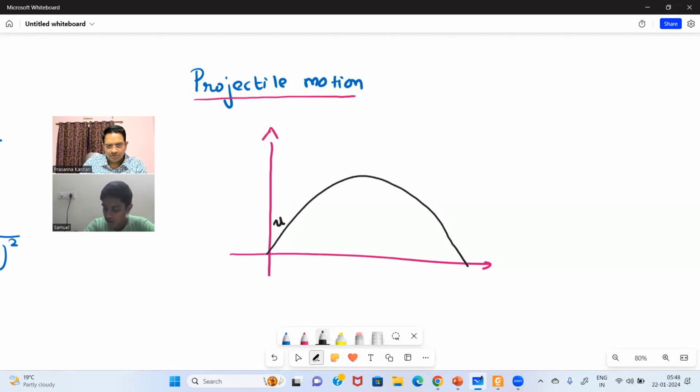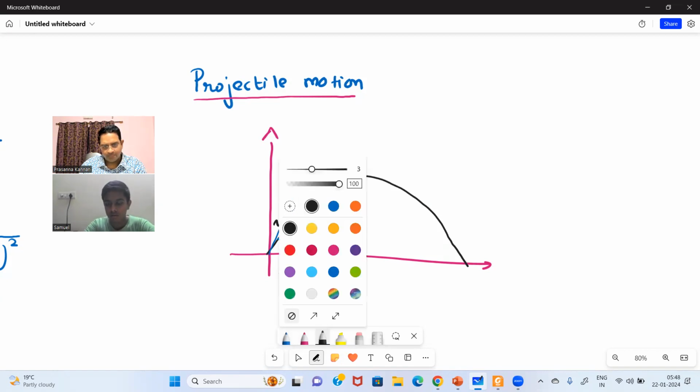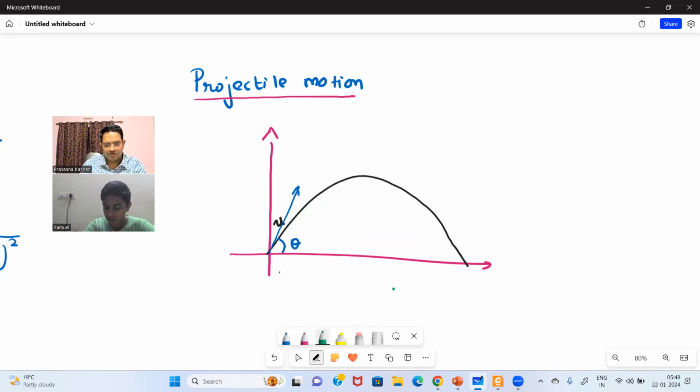So there is an initial velocity u which you are imparting to the body, and the angle it makes with the x-axis is theta, right? Now can you tell me the two components of the initial velocity? What are they? u sin theta and u cos theta.